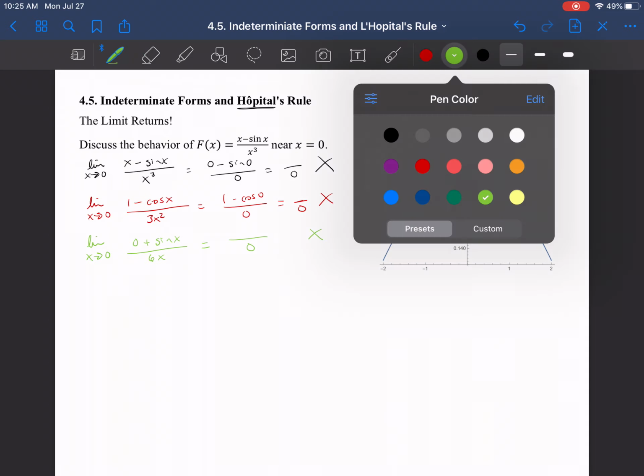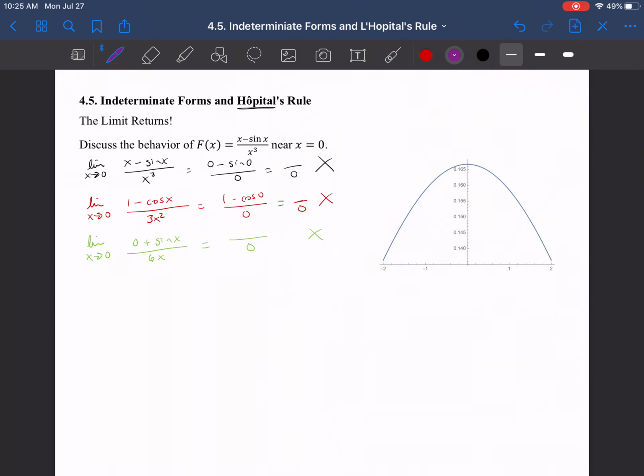So let's try again. Let's do another one. Here, we've got the limit as x goes to 0, and this time the derivative of sine x is cosine x on the numerator, and the derivative of 6x is just 6. And so now if we take the limit, we've got the cosine of 0 over 6, and the cosine of 0 is 1, so over 6. So here we actually have something.